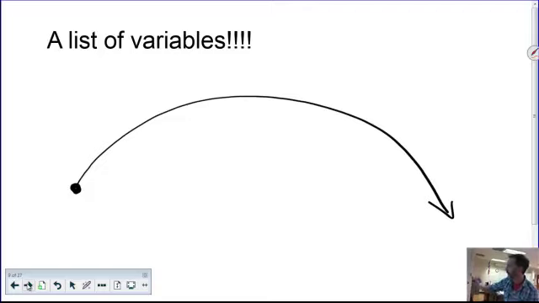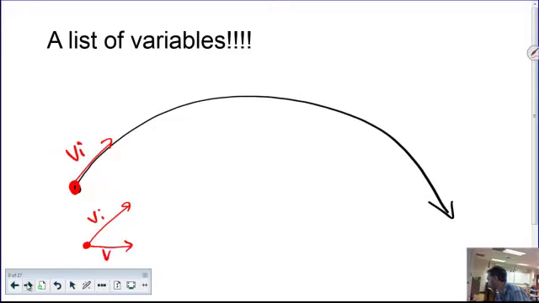So the velocity that it's fired at, I'm going to call this VI. At this instant when the ball is first fired, there's an initial velocity. That velocity is going to have a horizontal component and a vertical component. The vertical component changes though, so I'm going to call that VIY. And this is my initial angle.